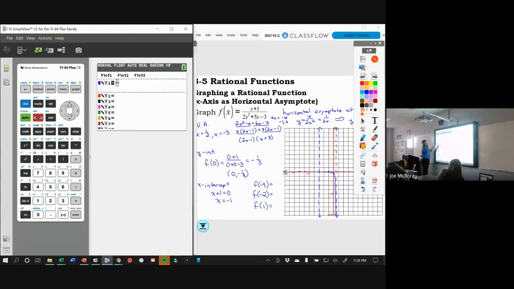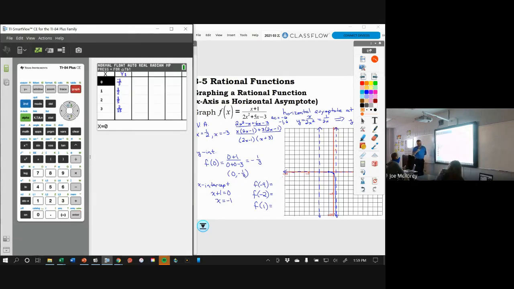My numerator is x plus 1. Denominator is 2x squared plus 5x minus 3. I want to go to the table right now. Don't cheat and look at the graph. 0, negative 1/3, we've already got that point. I want f of 1. F of 1 is 1/2. So the point (1, 1/2) is right there. I can plot that point.